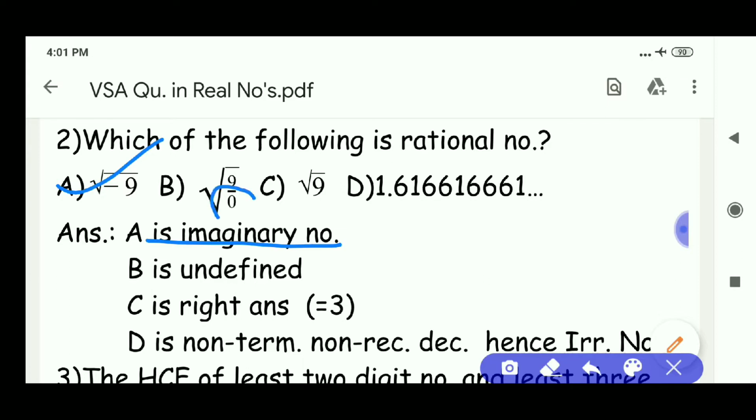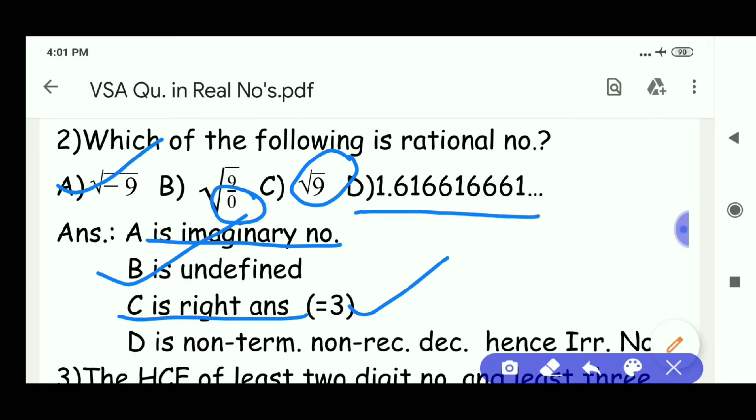In B, 0 is there in the denominator. If 0 is present in the denominator of a fraction, then it is undefined. Now C, root 9 is equal to 3. So, the answer is C. Observe D, 1.616616661 and so on. It is a non-terminating, non-recurring decimal. Hence, it is an irrational number, so not a rational number. So, the answer is C.